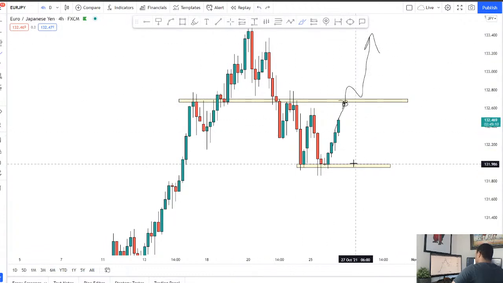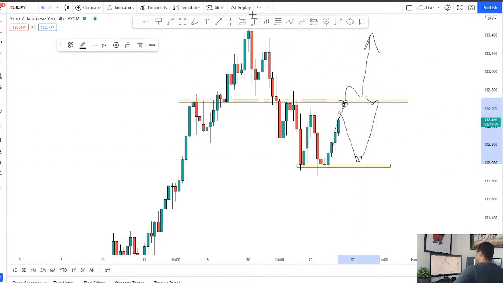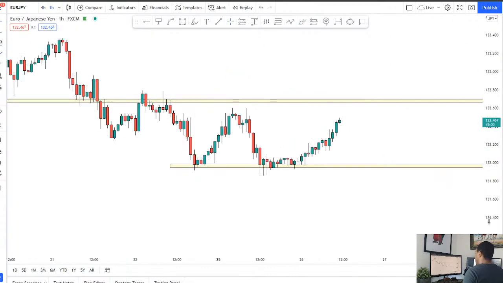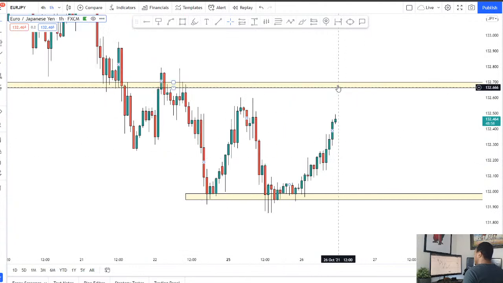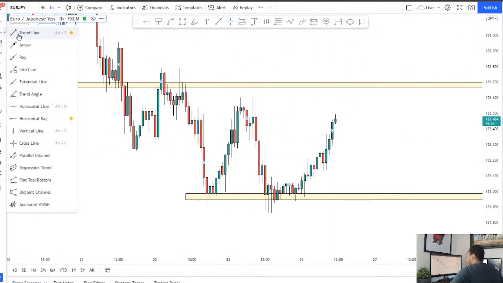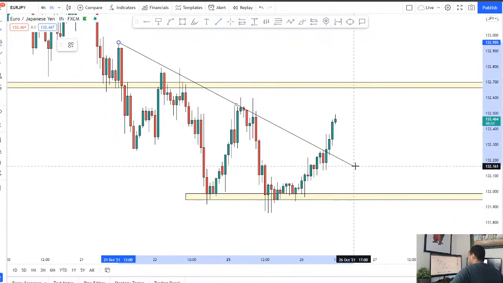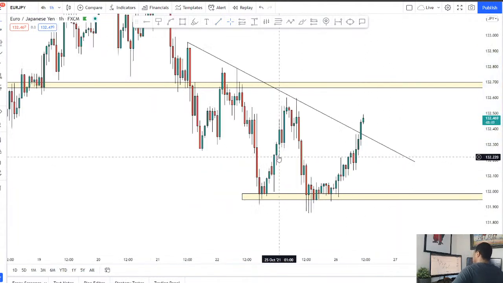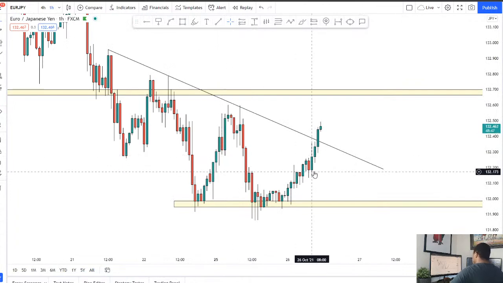We could even see price not test that area, come back down, put a higher low somewhere, and then push up, because again, like I said, momentum is with the bulls still. Going on to the hourly time frame, let's see what happens with this area here. I think we are coming into a trend line, and we might have actually broken through that trend line. So yeah, price is looking bullish.